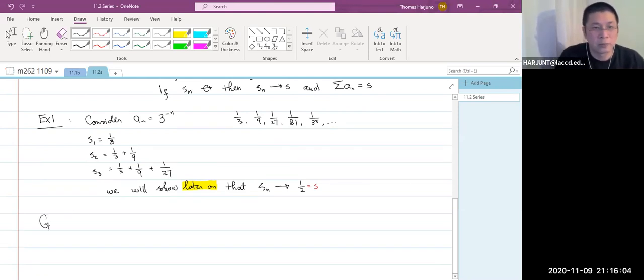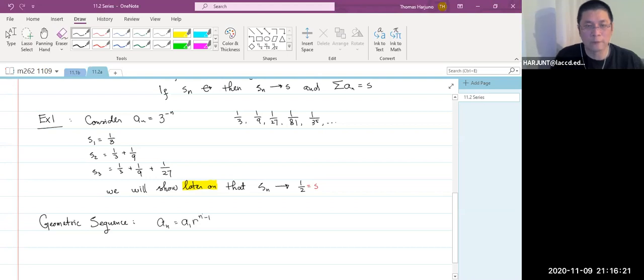Geometric series. Maybe I give you geometric sequence first. Geometric sequence has the pattern a sub n equals the first term times r to the n minus 1. A geometric sequence is a sequence with a common ratio, where the next term over the current term always has the same ratio.